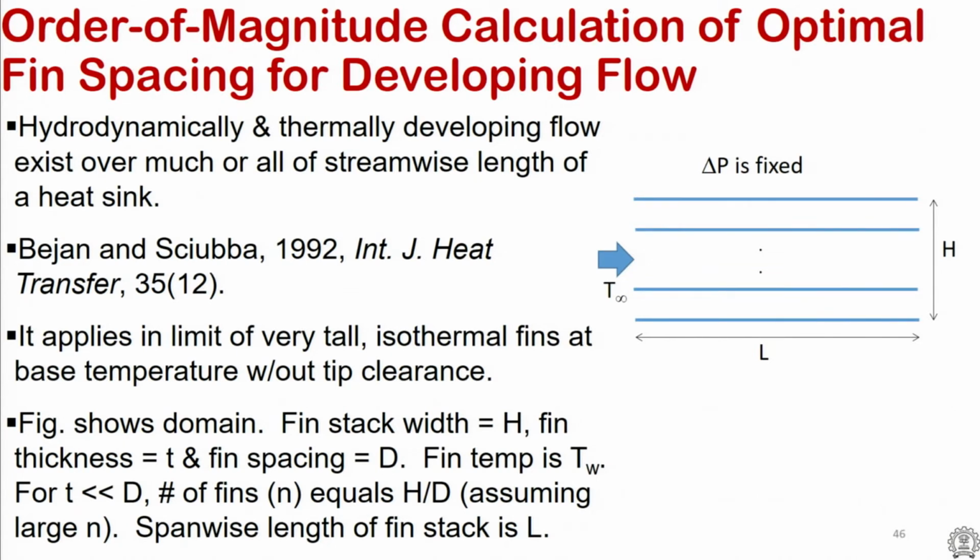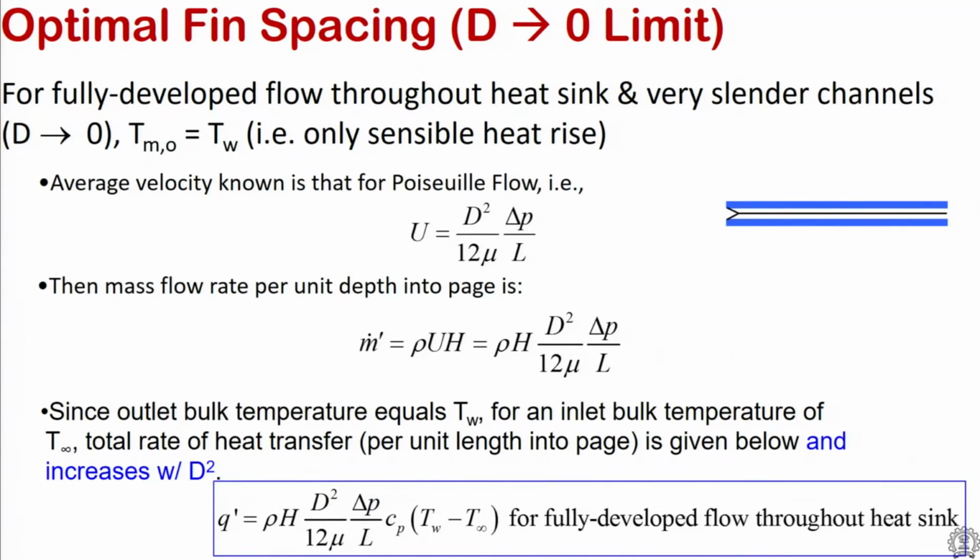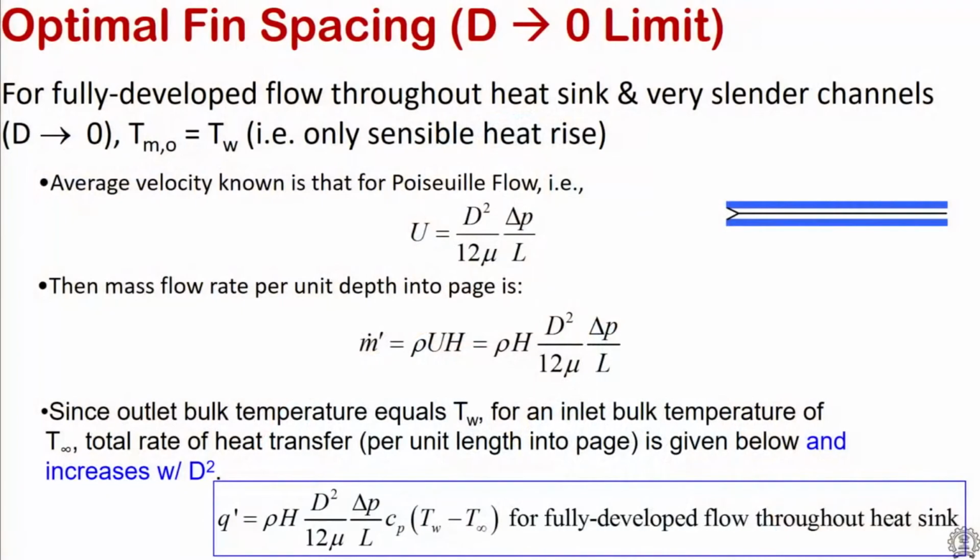capital L here. So they looked at it as two possible scenarios. One is the so-called fully developed flow limit. The spacing between the fins is so small that the flow develops to a fully developed flow very quickly in a very short length. That is, this length is 1% of the total length. So the flow becomes quickly fully developed. Then what they obtained is called the D tending to 0 limit.